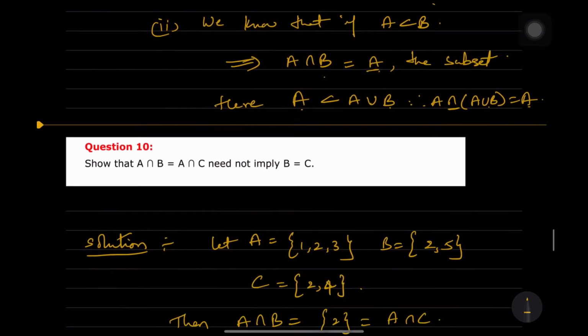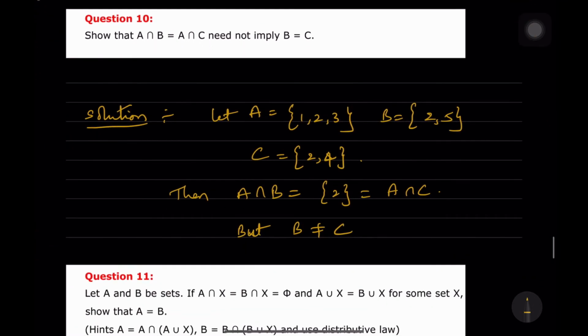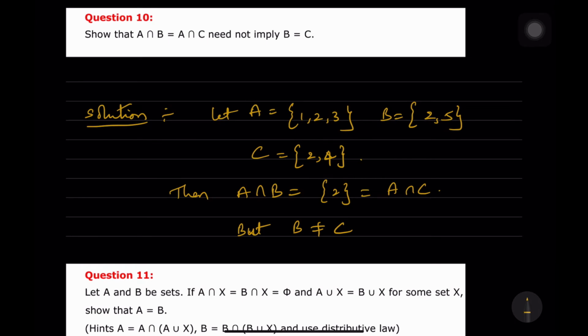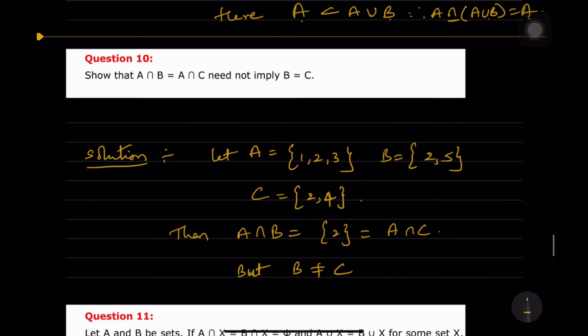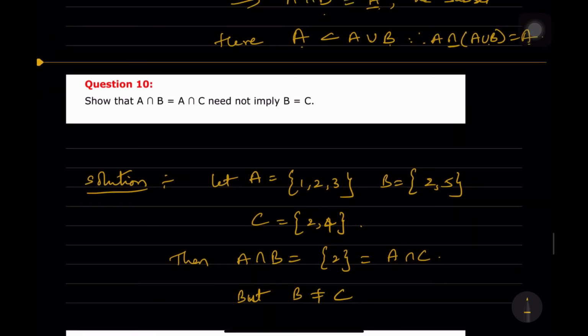Next one, show that A intersection B is equal to A intersection C need not imply B is equal to C. Now here you are having, let A be equal to {1, 2, 3}, B be equal to {2, 5}, C be equal to {2, 4}. We are taking some example and doing this.